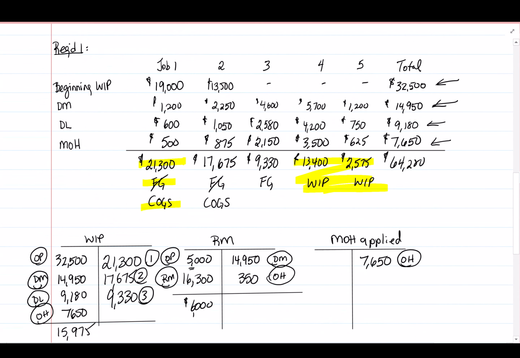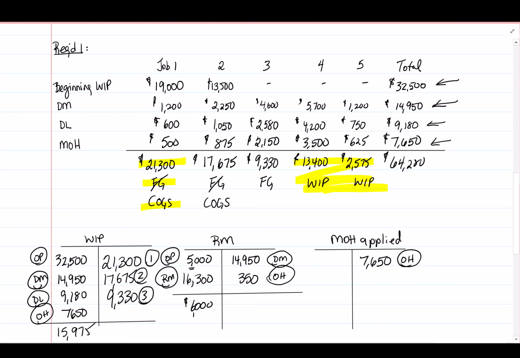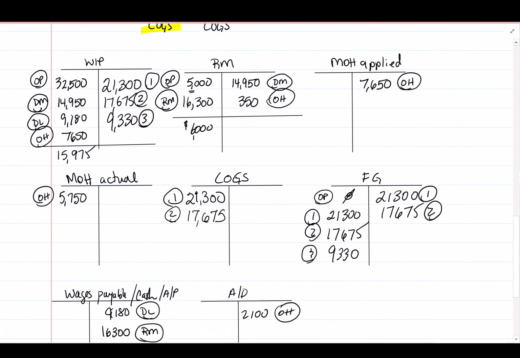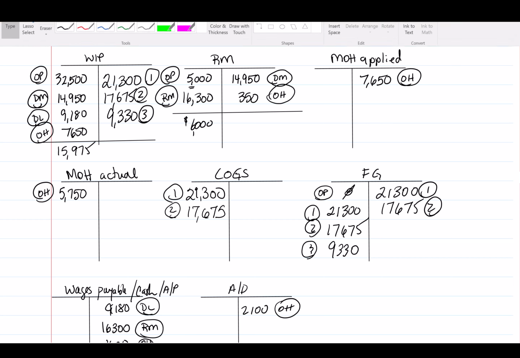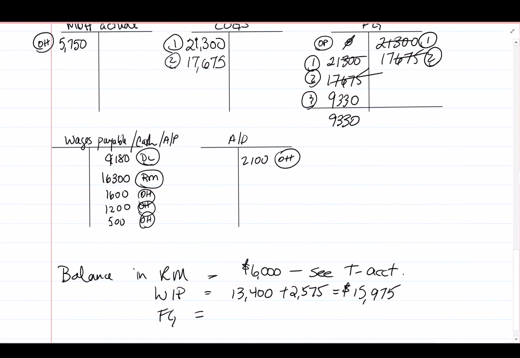It also wants to know what's in finished goods inventory. Finished goods, well, that's the one job up here. $9,330. Again, it should also equal what you have in your T account. So these cross off each other, so just $9,330 is in finished goods.